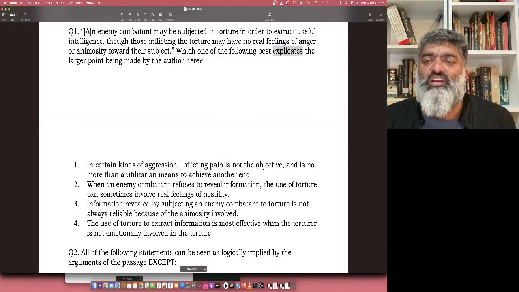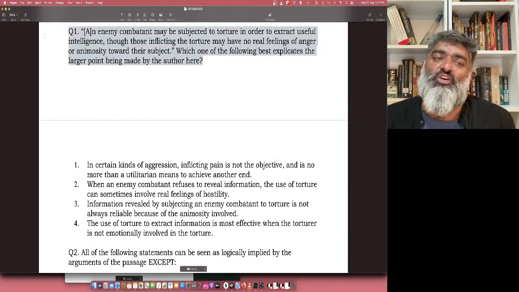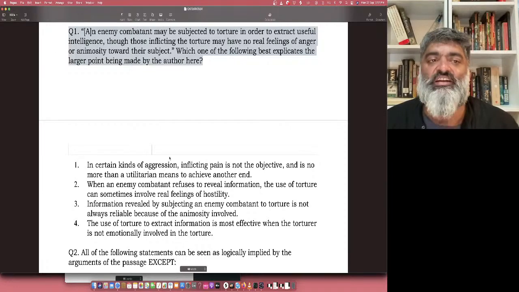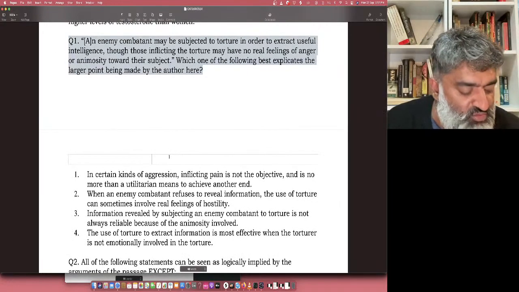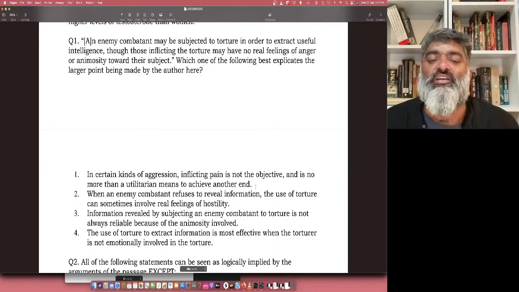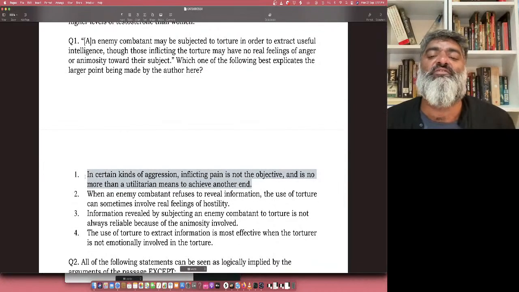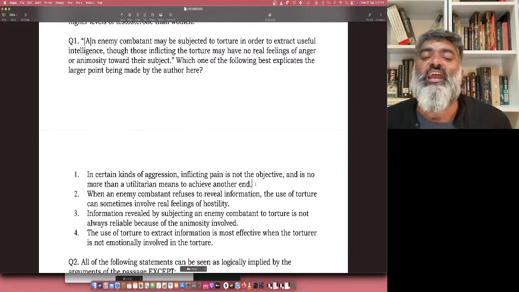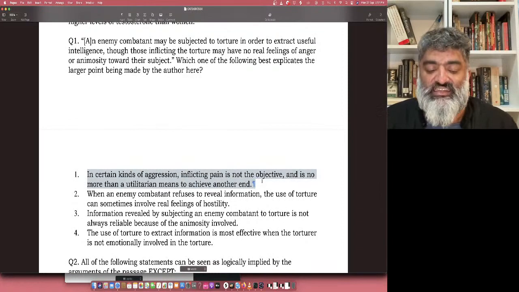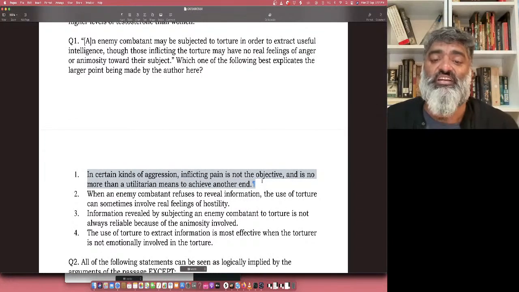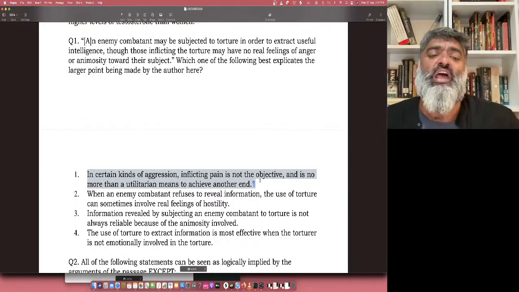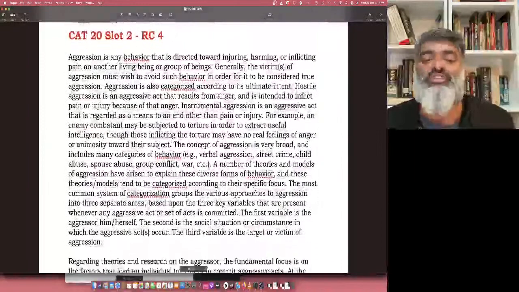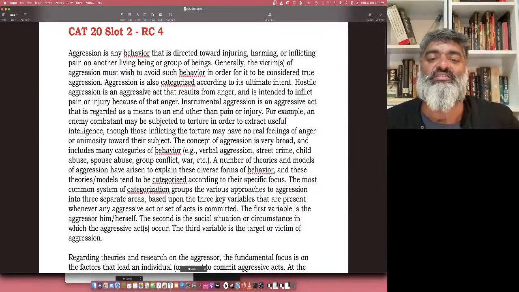Now the thing is, some of you will get lost by this word, some of you will be lost simply by reading too many long sentences, but otherwise it should not be too much of a challenge. Everybody got it right. In certain kinds of aggression, inflicting pain is not the objective and is no more than a utilitarian means to achieve another end. So also notice this sentence, read it again. In certain kinds of aggression, inflicting pain is not the objective and is no more than a utilitarian means to achieve another end. And compare it to the original sentence.